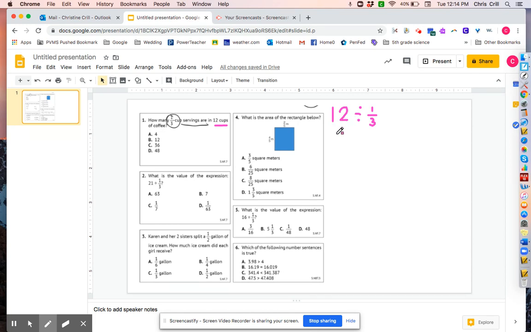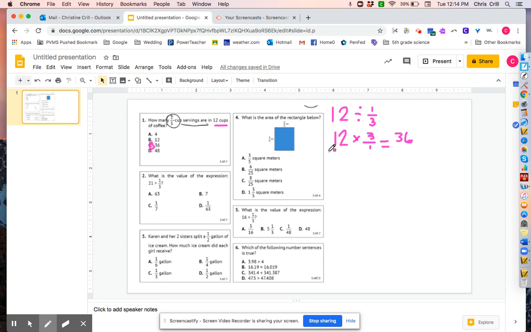So we could solve this by taking 12 and changing our division to multiplication, and now flipping our 1/3 to 3 ones. And if you multiply 12 times 3, we get 36. So that's saying there's 36 1/3 cup servings in 12 cups of coffee.